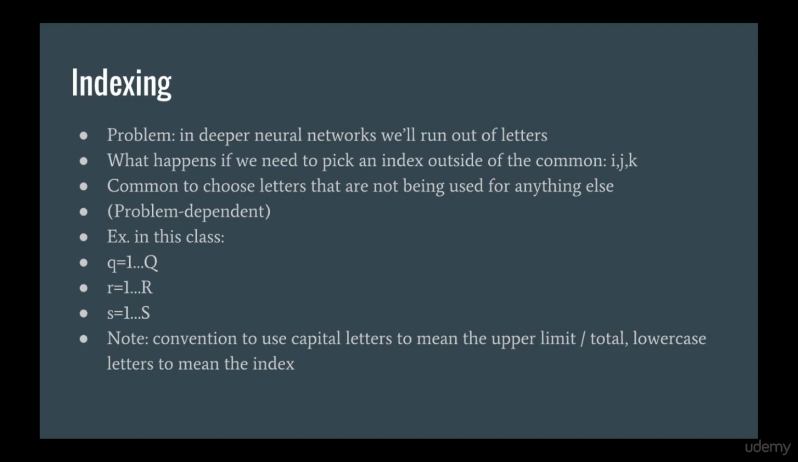The problem with i, j, and k is again what happens when we run out of letters. What if we have more than one hidden layer, and we need to pick an index outside of these 3 common letters? In that case, it's common to choose letters that are not being used for anything else, for example, like q, r, and s. Notice the convention here. We use capital letters to mean the total or upper limit, and we use the corresponding lowercase letter to mean the index.